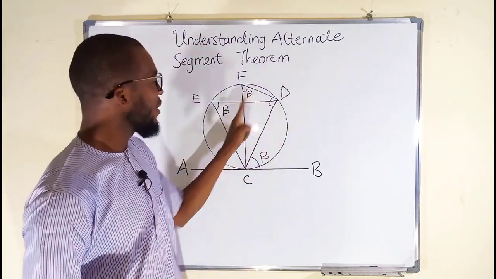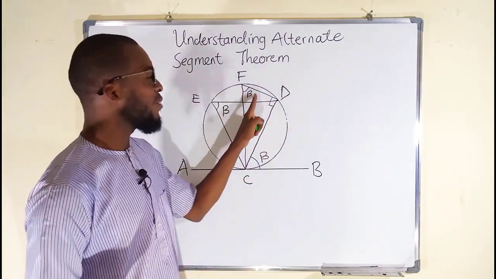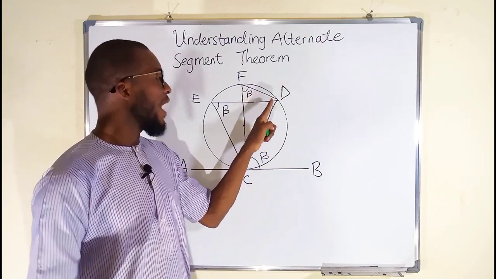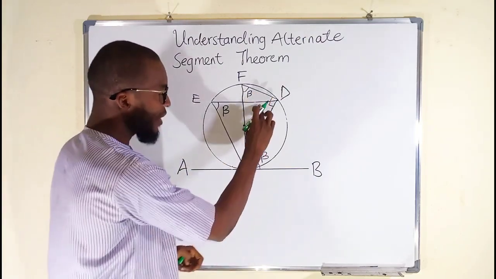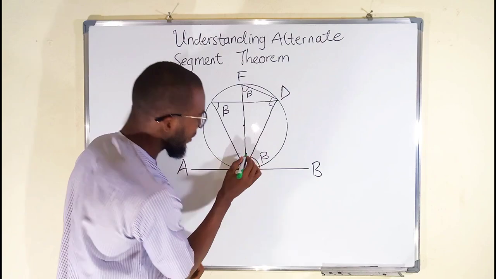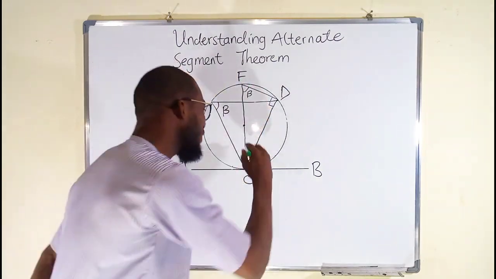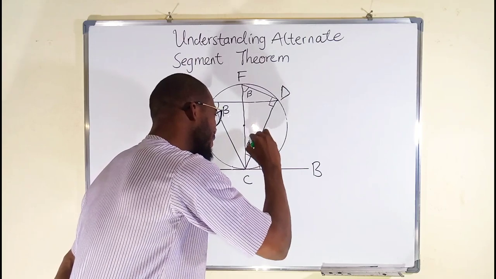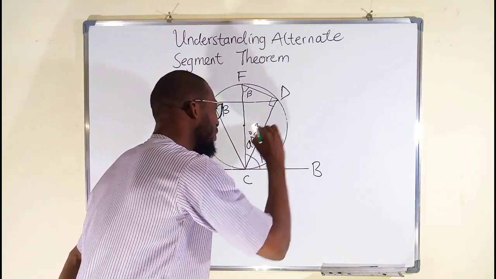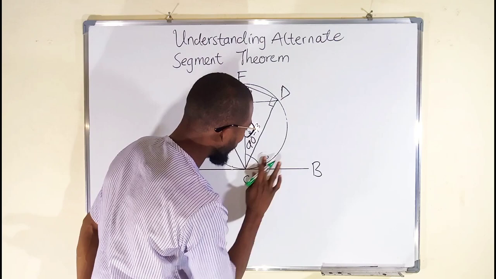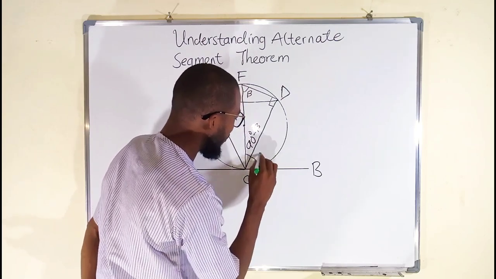So if this is beta, or if this is beta, this must be equal to beta. And if this is 90 degrees, you can see that this is a right angle triangle. This angle added to beta will give us 90. Therefore, this angle will be 90 degrees minus beta. Let's assume we don't know this angle. Let's call it X.